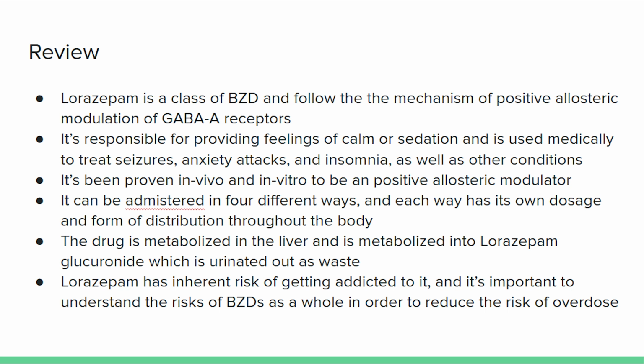And lorazepam has an inherent risk of getting addicted to it, as well as major impacts on societal and economic issues. And it's important to understand the risks of BZDs as a whole in order to reduce the risk of overdose, and just basically know and understand what you're getting yourself into when you take lorazepam and other BZDs.